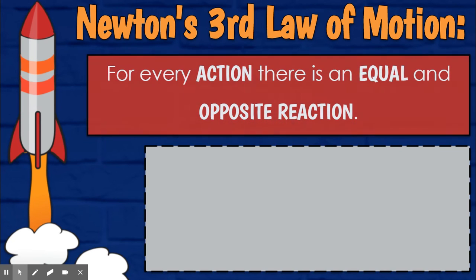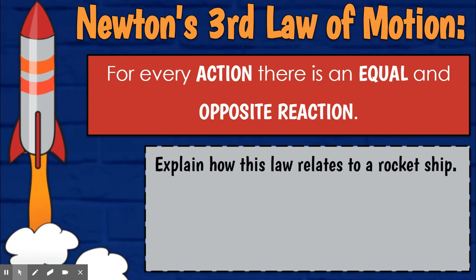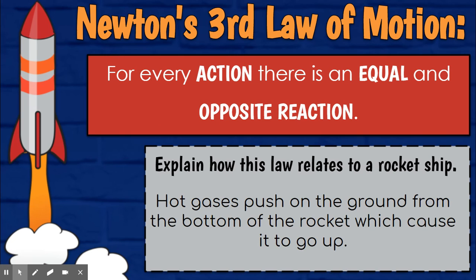So now we're on to Newton's third law. For every action, there is an equal and opposite reaction. Explain how this law relates to a rocket ship. You can see over here, when they blast off, all of that jet fuel is pushing down, which pushes the rocket up. So hot gases push on the ground from the bottom of the rocket, which causes it to go up. So there are equal and opposite reactions. And that is our last page for our slides.